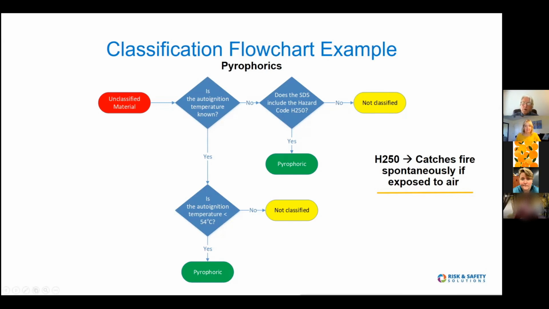You break it open on the head of a drum, a metal drum, and watch for 5 minutes to see if it catches on fire. So a lot of the H250 codes are applied to water reactives, not just pyrophoric materials. But this is the process we go through for all of the analysis we do within the software. And this is the kind of thing you need to do if you're doing it by hand.